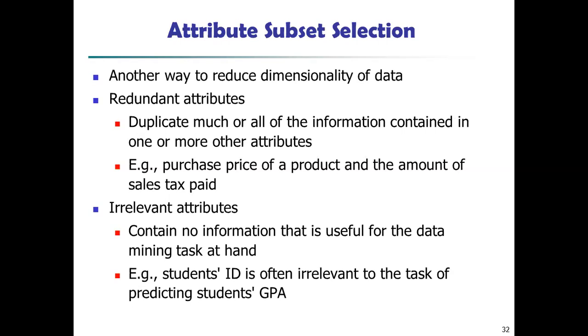First case, redundant attributes. Mainly, you have to represent duplicates, or all of the information contained in one or more other attributes. Example: the purchase price of a product and the amount of sales tax paid. And the second one is irrelevant attributes, containing no information that is useful for the data mining task at hand. Example: a student's ID is irrelevant to the task of predicting the student's GPA.